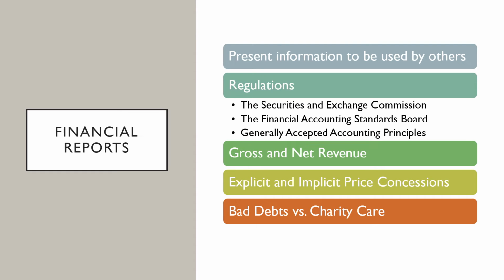So financial reports are a huge part of the revenue cycle, and they must be completed and presented to the public to be used by others. These reports must follow certain regulations by the Securities and Exchange Commission, the Financial Accounting Standards Board, and the Generally Accepted Accounting Principles. Gross and net revenue are financial terms you might be familiar with, and then some other areas on a report could be explicit and implicit price concessions.